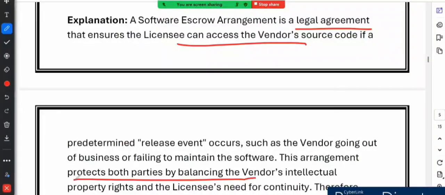It protects the licensee if the vendor fails to provide support, and the source code is held by a neutral third party. The source code is always held by the neutral third party, for example, like a bank locker that is opened only under certain conditions. A software escrow does not mean full ownership, software restriction or vendor control over the access. I hope that makes clear the concept of software escrow arrangement, right?